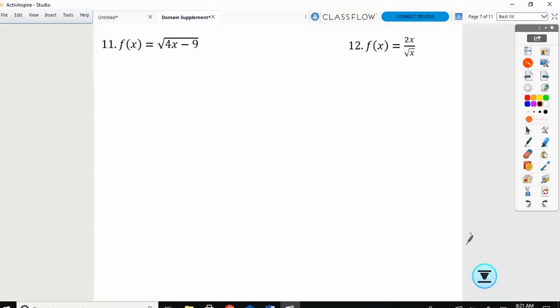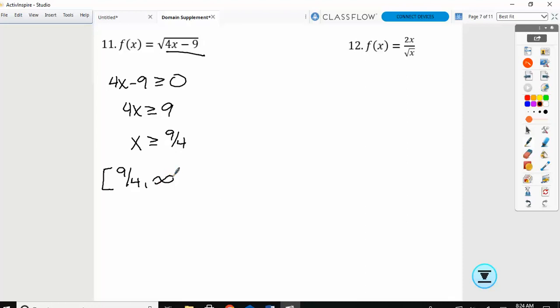Okay. I want you to try these two. All right, looks like 11 was good and 12 was not. So let's talk about 11. So you have the thing under the radical, greater than or equal to 0. So it would be bracket 9/4 to infinity.